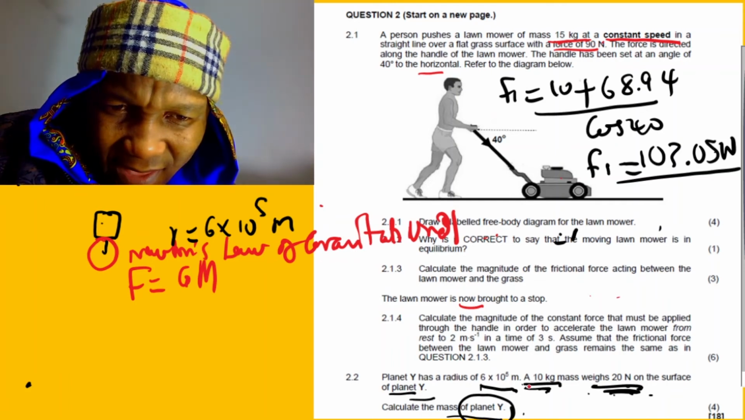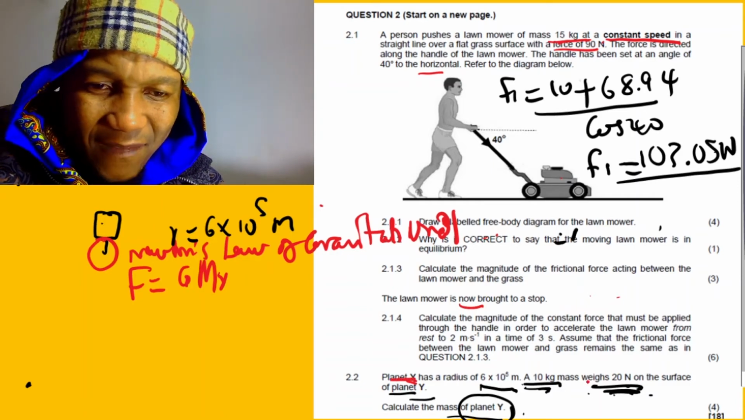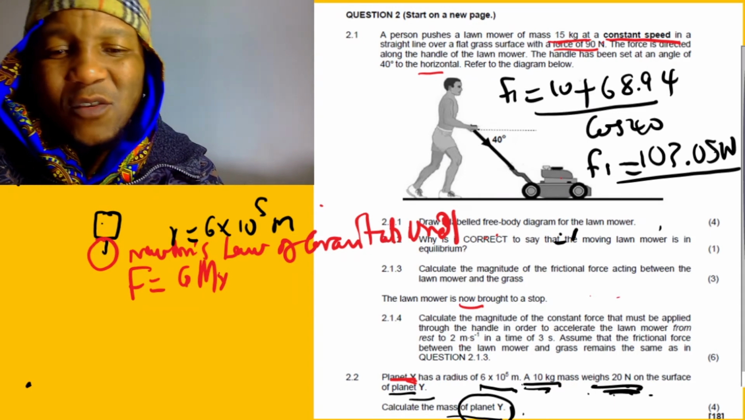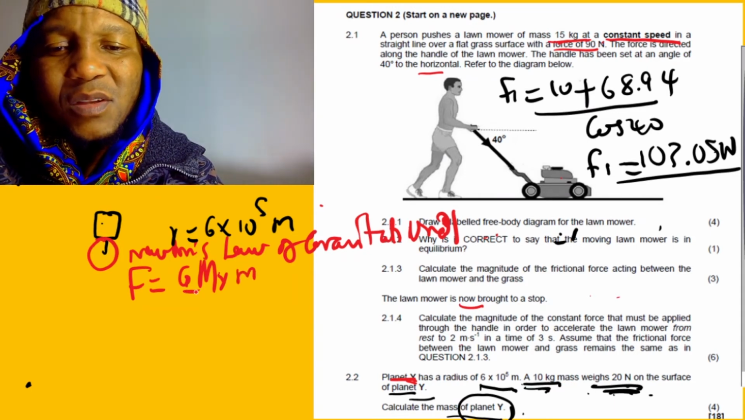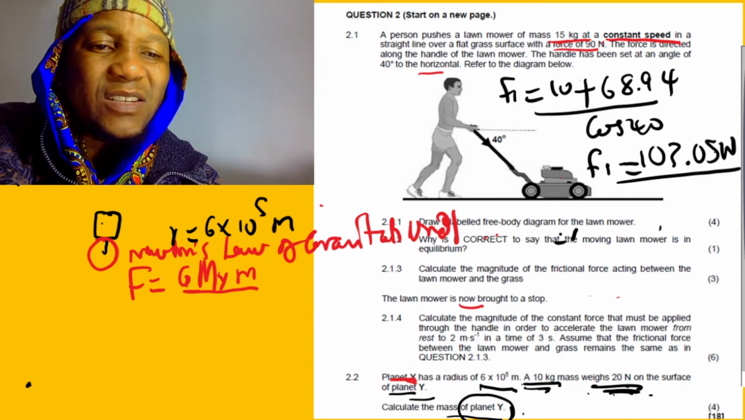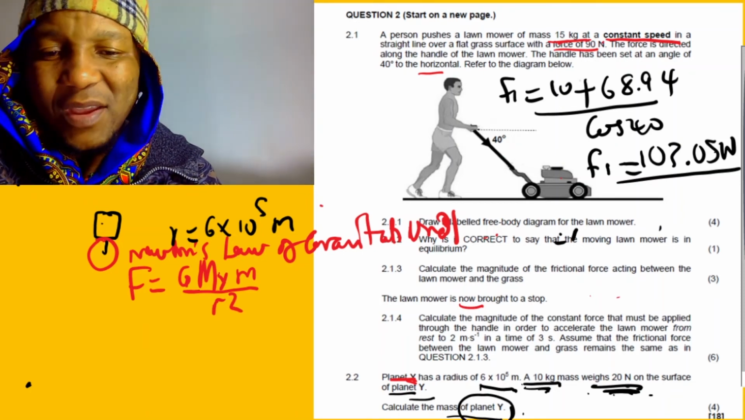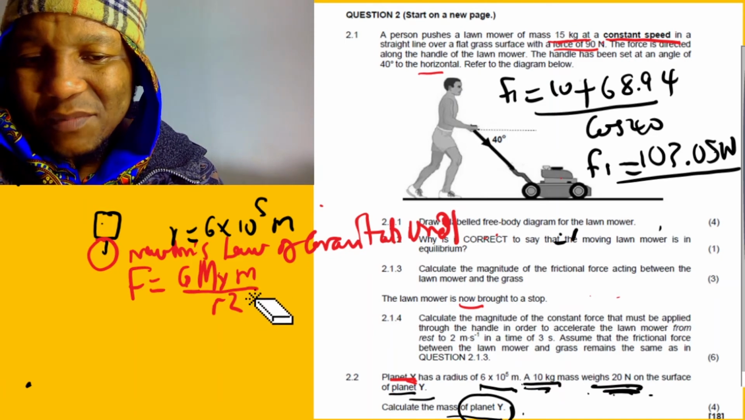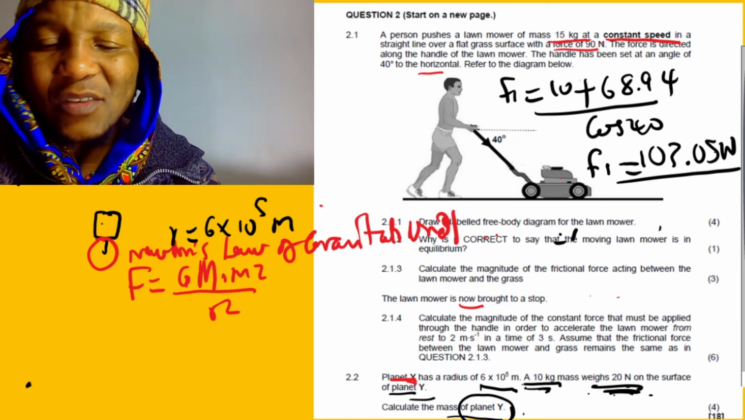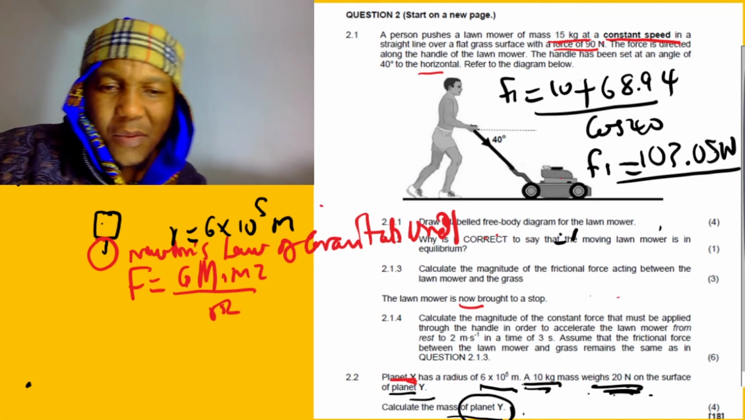One is the planet Y, so let's say the mass of the planet Y, and the mass of the object, let's say m. Over the square of the radius. This is a formula you memorize: M1 times M2 over R square. So what we're going to do now is simply plug it in.